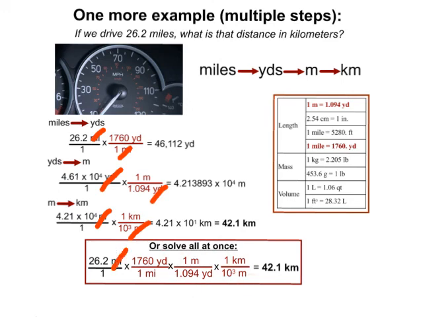Now watch this. I want to make sure my units cancel out in this large problem. It's really important. My miles cancel out right there. My yards cancel out. My meters cancel out. And I am left with 26.2 times 1,760, and that is all divided by 1.094 and 10 to the 3rd. I get 42.1 as my answer, and kilometers are the only unit left, so 42.1 kilometers.